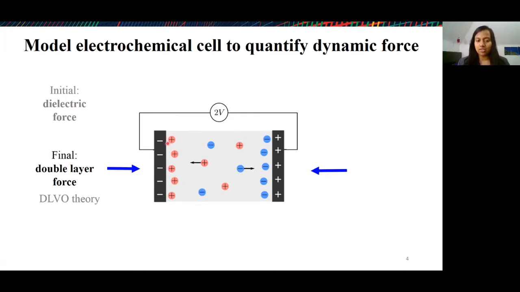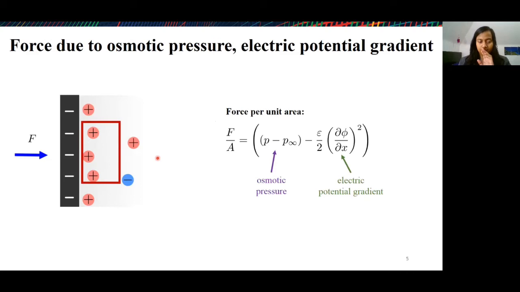So let's take a closer look at one of these electrodes. If you look at the negative electrode, it has a diffuse layer of positive charges in front of it. Now, in this diffuse layer of charge, there's a greater number of ions. And so this causes an increase in the osmotic pressure in this diffuse layer. And this increased osmotic pressure in turn causes a net force on the surface.